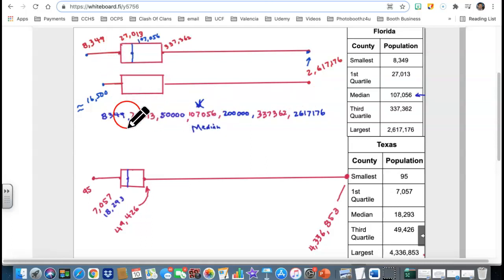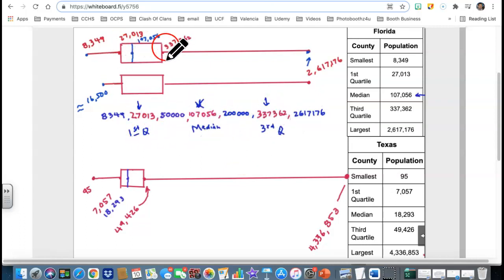How to get the first quartile? You do the median of my first half. I have 1, 2, 3 values. The middle value is going to be your first quartile. Same thing happens with the second half. I have 1, 2, 3 values. The middle value out of those 3 will be my third quartile. And now I have my median, my first quartile, my third quartile.